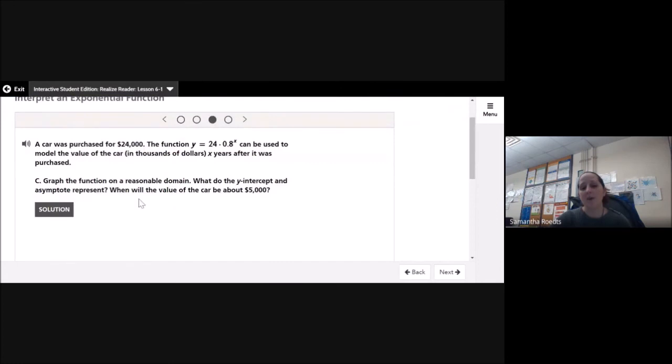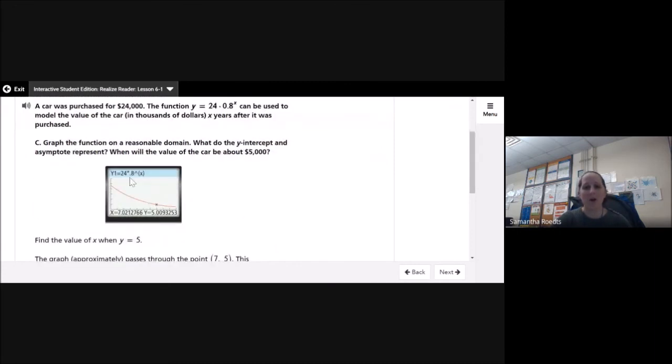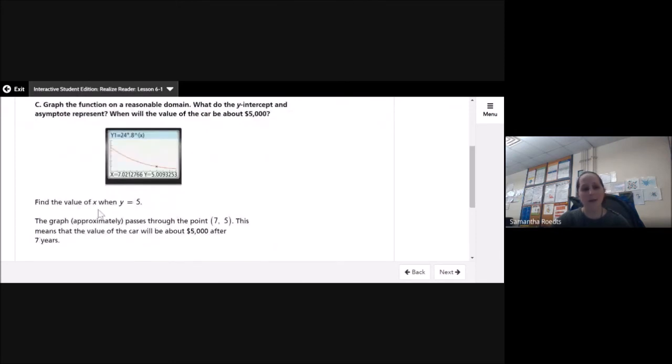So C, I want to graph the function on a reasonable domain. What do the y-intercept and asymptote represent? When will the value of the car be about $5,000? So I go ahead and graph this function on my calculator, my handy dandy calculator. I find the value of x when y equals 5. You can use Desmos, by the way, to do this. The graph approximately passes through the point (7, 5). This means that the value of the car will be about $5,000 after 7 years.